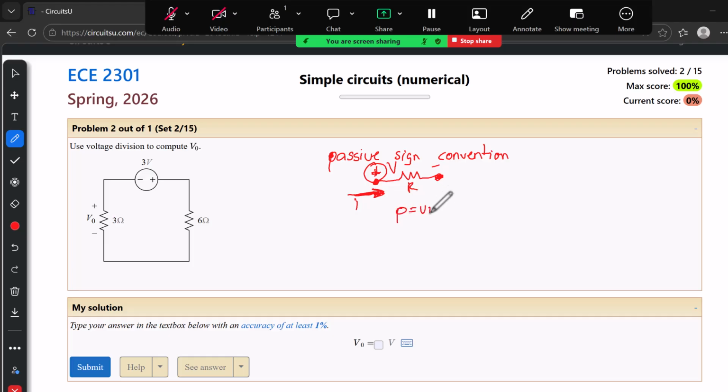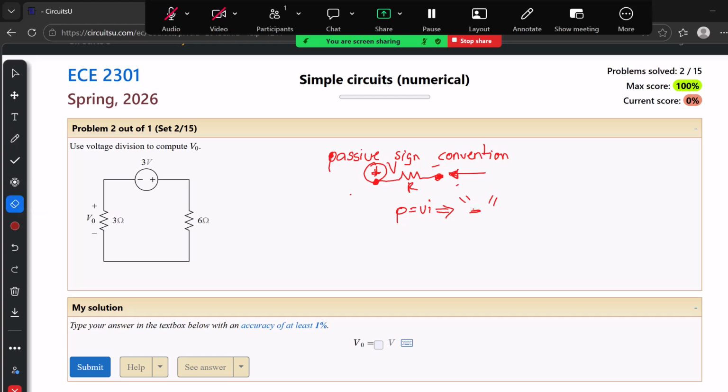The passive sign convention then states that the sign of the power is always going to be positive. Likewise, if the current enters the negative terminal, the product of the power will be negative. Or we can also assume that the voltage is negative.